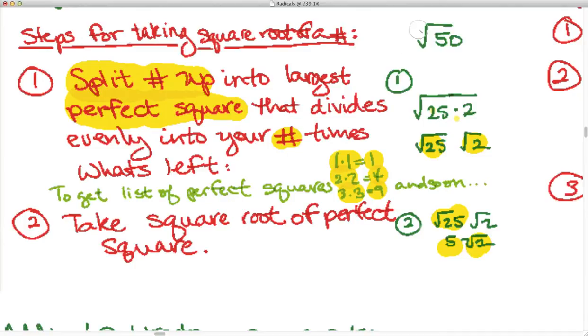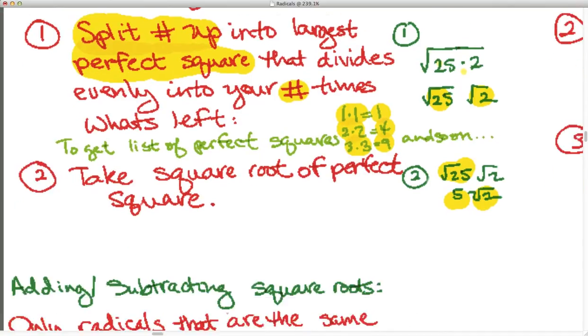Now, if it was a cube root, if that was a 3, you would look for a perfect cube. So 1 times 1 times 1, 2 times 2 times 2, 3 times 3 times 3, and then pull those out and mimic the process that way.